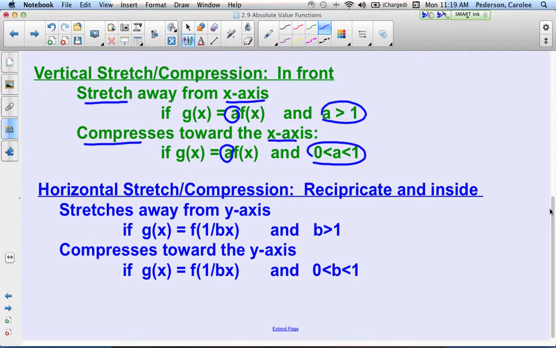The last one here in the blue is your horizontal stretches or compressions. What you have to do is reciprocate the b, and it always will be inside the function. So inside the function, 1 over b, and if b is greater than 1, that's going to stretch away. If it's 1 over b, and your b is a fraction, then it's going to compress toward the y-axis.